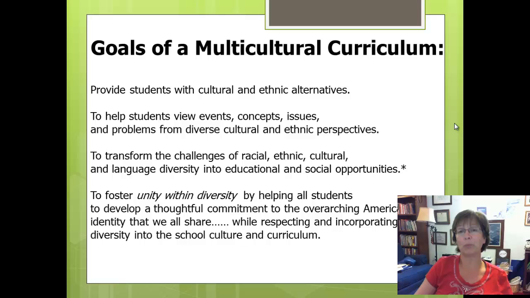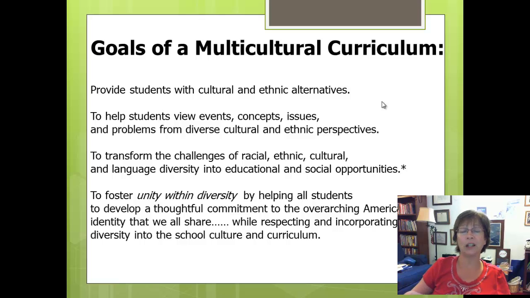So here we are both Polish, but the groups had arrived to this country at different times, so the celebration of Thanksgiving was different, even though it was an American holiday. So you want to talk to your students about things like that. You also want to help students view events, concepts, issues, and problems from diverse cultural and ethnic perspectives.